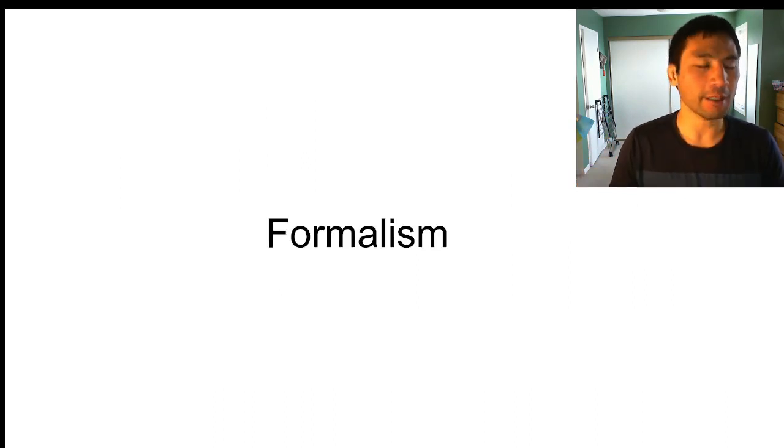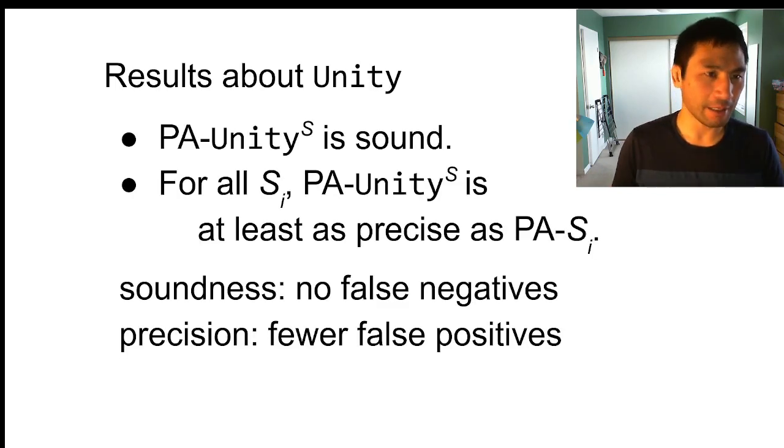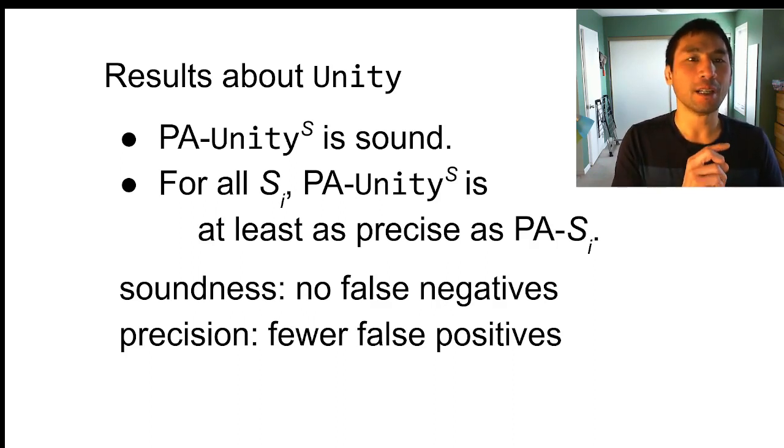Okay, there is some formalism, which I am not going to go into much, but I'll just say that they have basically 2 theorems for unity and 2 theorems for relay. For unity, the things have the same form. So the first theorem is soundness. So PA unity S is sound. That means that it has no false negatives. Any pointer, any alias relation that exists in the program dynamically is going to be in the reported results.